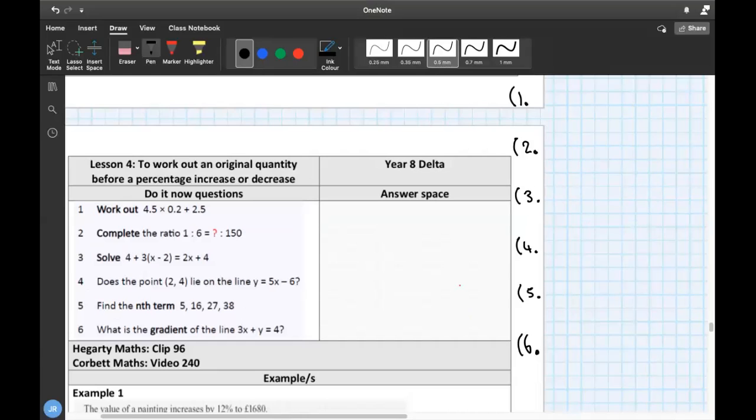Today we're working out the original quantity before a percentage increase or decrease. This is also known as reverse percentages. If you haven't done so already, pause the video and have a go at the do it now questions.